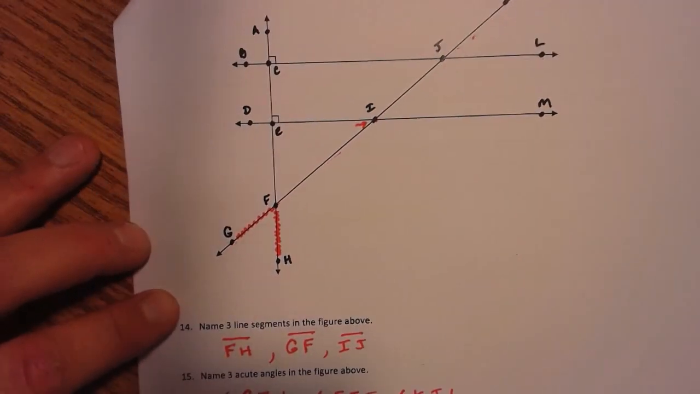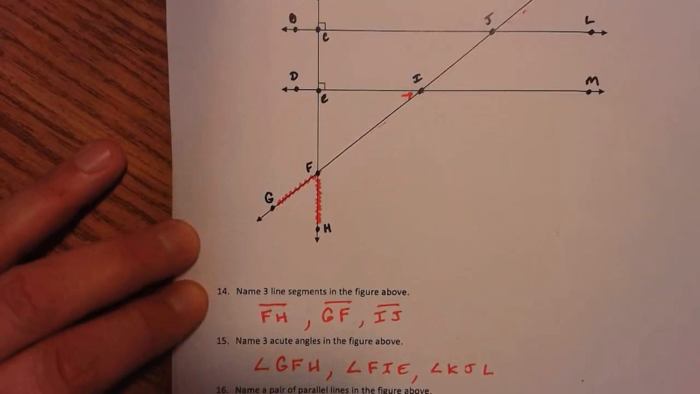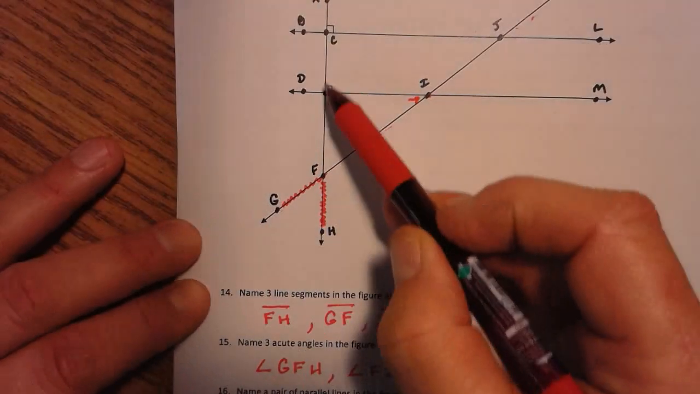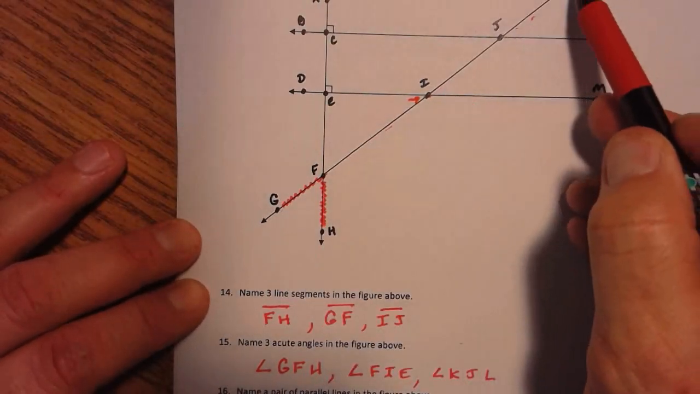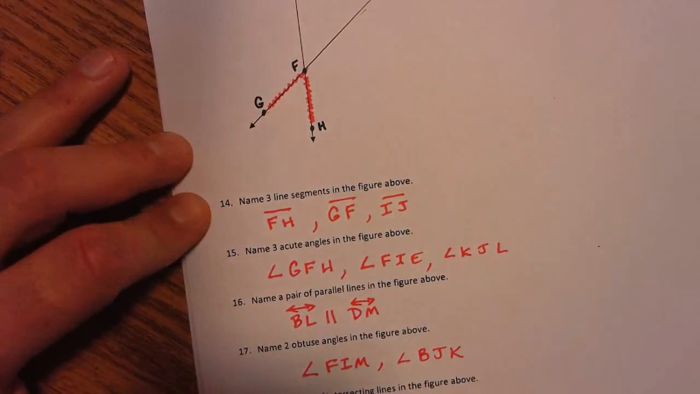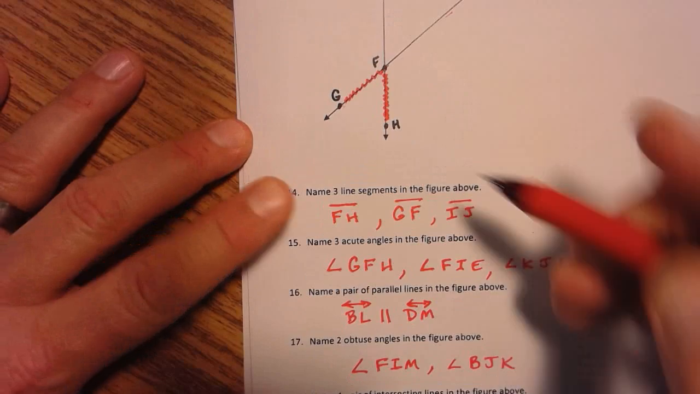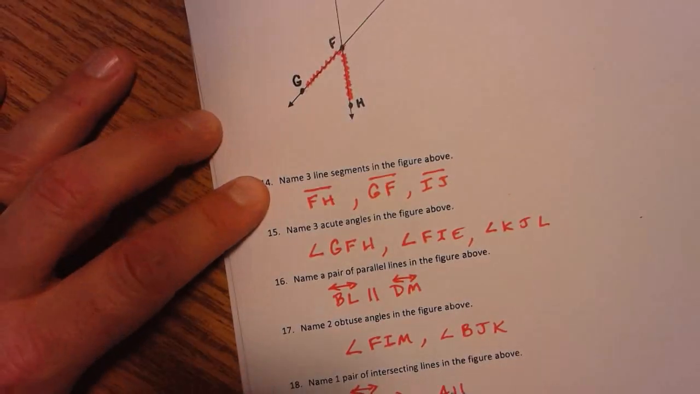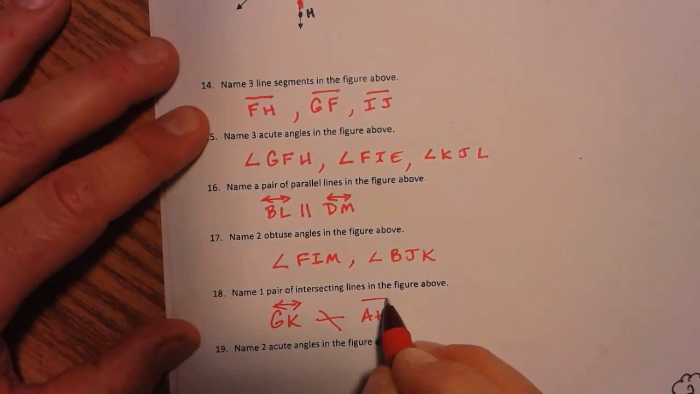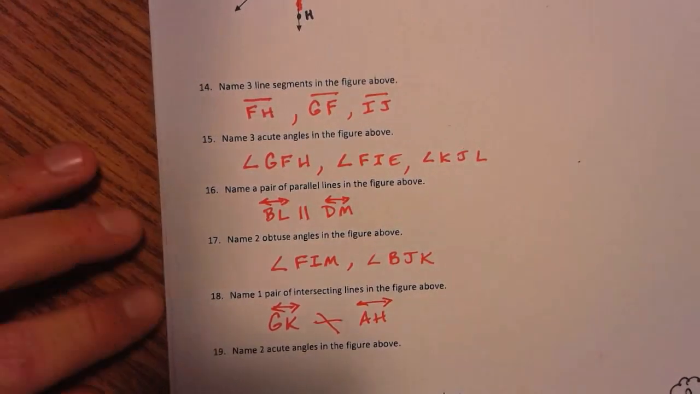Okay, the pair of intersecting lines, I'm on question number 18 now, the pair of intersecting lines. These 2 are just intersecting right here. If you notice, nothing special. Line GK intersects line AH. So GK intersects line AH. Nothing special, they just crisscross.